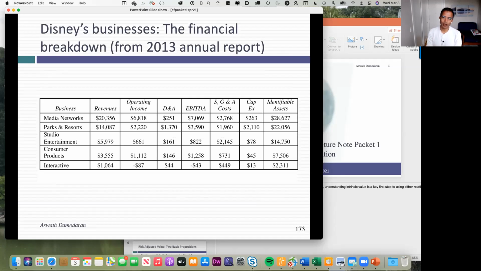So let's try this for Disney. Disney is an entertainment company, right? But it's actually very different businesses. This is my 2013 listing. I want you to think about what the 2020 breakdown for Disney would look like. In 2013, here's how Disney broke themselves down.